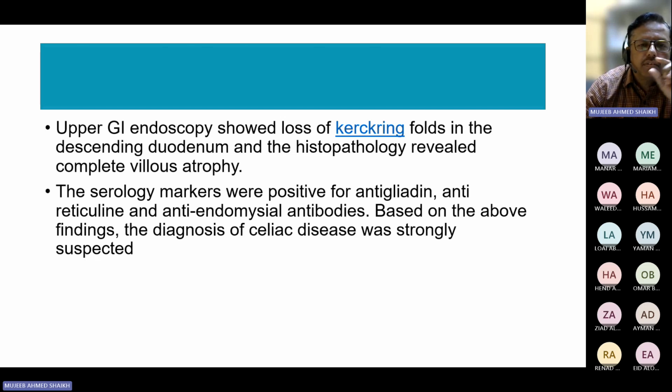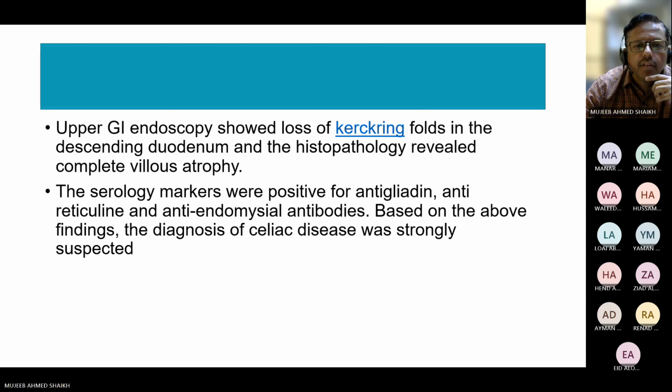Also, a histopathology section was taken and seen under the microscope, and it was found that all the villi are atrophied. The villi were normally very strong, like this. Now they become like this. So there is atrophy of the villi. These are the villi. Now they become like this. So villus atrophy is formed.